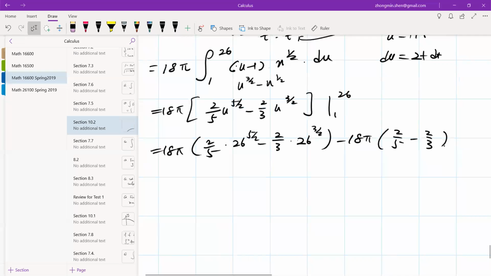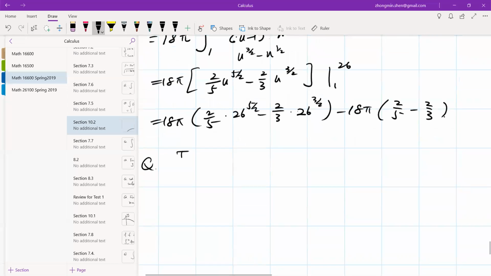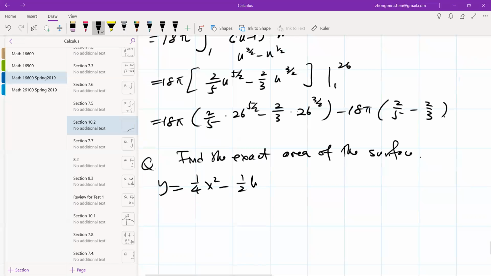Yeah, so let's look at the last problem. It's not the last problem, the one before last. Find the exact area of the surface. But at least the setting should be correct. The surface is rotating by this function. The x is already given. The rotation is about the y-axis.